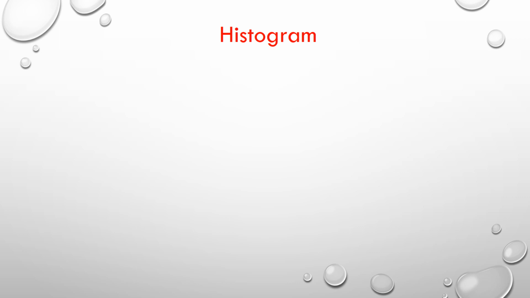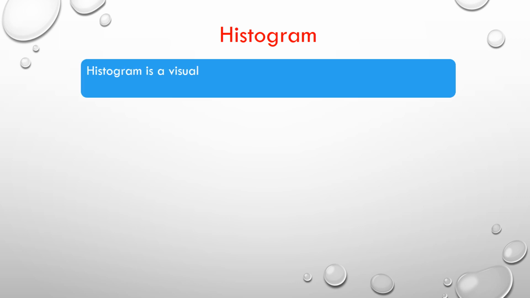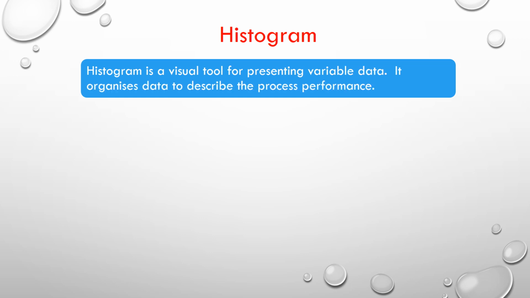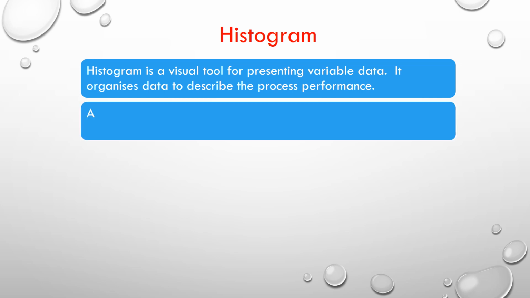Histogram is a visual tool for variable data. It organizes data or describes the process performance. A histogram is a visual representation of the distribution of a set of data. It is particularly useful when dealing with variable data, where there is a range of values. Additionally, histogram shows the amount and pattern of the variation from the process.